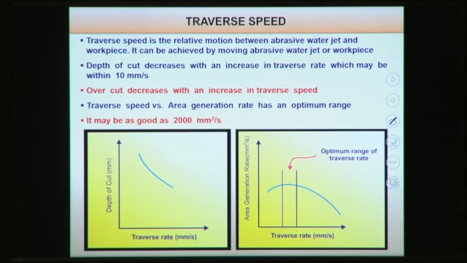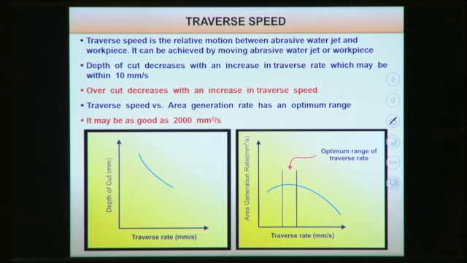Okay, traverse rate. Traverse rate means we are moving this nozzle with a certain velocity, keeping the workpiece fixed. Based on this traverse rate of the nozzle, your machining rate also changes. Machining efficiency also depends on the traverse rate of the nozzle. Traverse speed is the relative motion between the abrasive water jet and the workpiece surface. It can be achieved by moving the abrasive water jet, or by moving the workpiece.